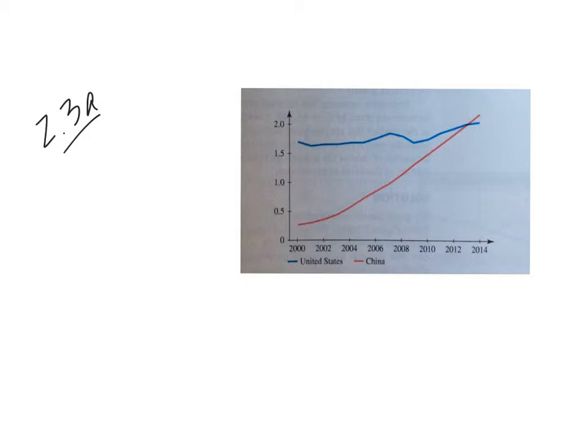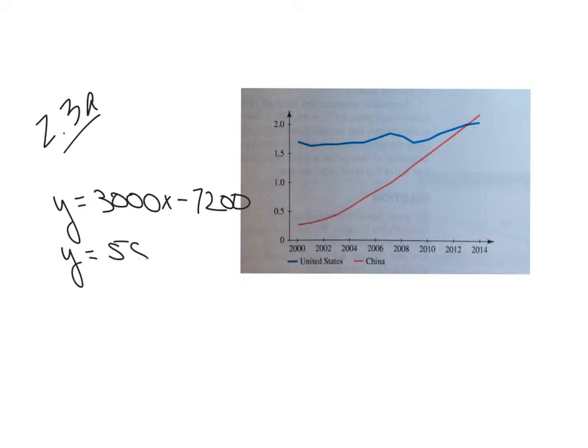means we are going to have two variables in each of our equations, such as y equals 3,000x minus 7,200 and y equals 5,800x minus 8,600. We have two equations and two variables, an x and a y.